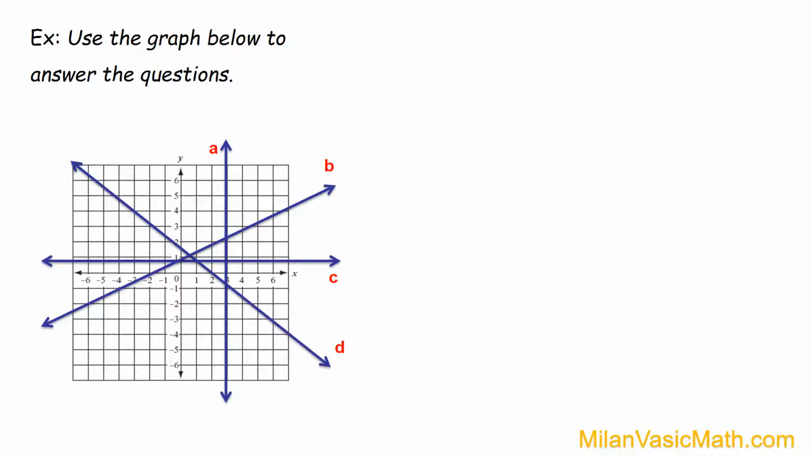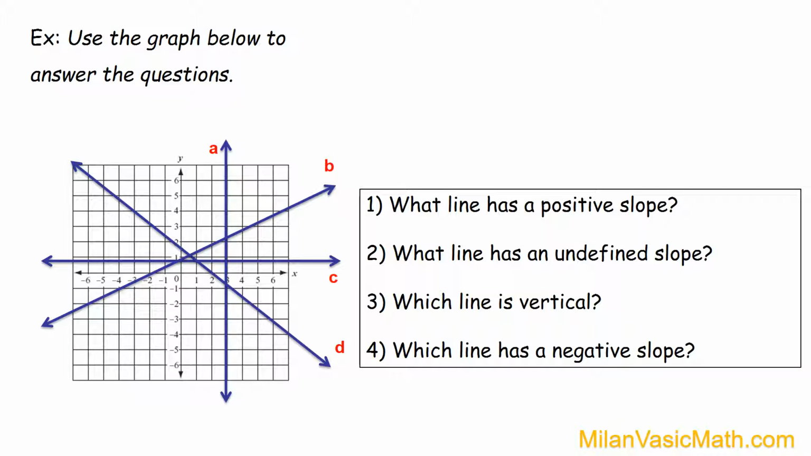All right, use the graph below to answer the questions. All right. First, we have what line has a positive slope? Well, if you recall, positive slope means that it's rising from left to right. So rising from left to right, because numbers always start from the left in the coordinate plane and they move right. So here would be line B.